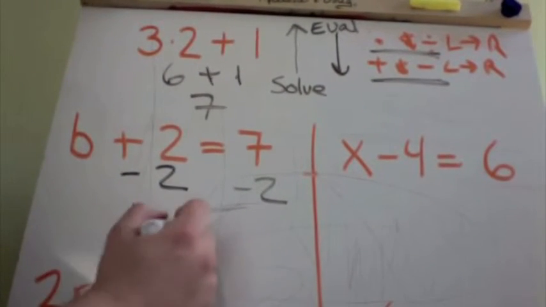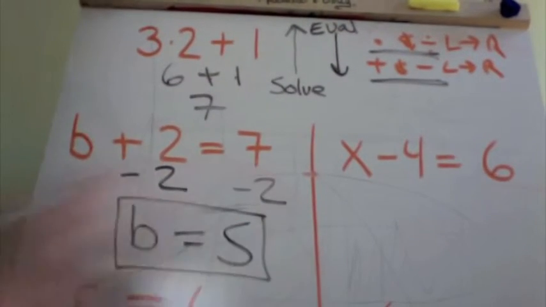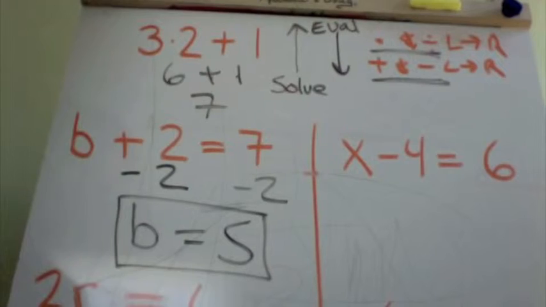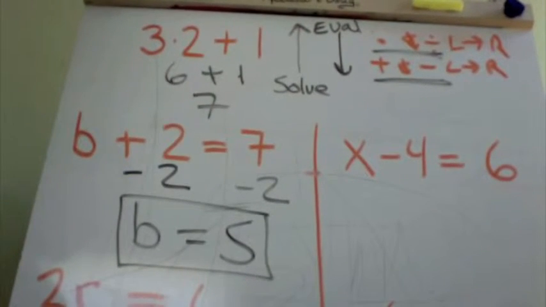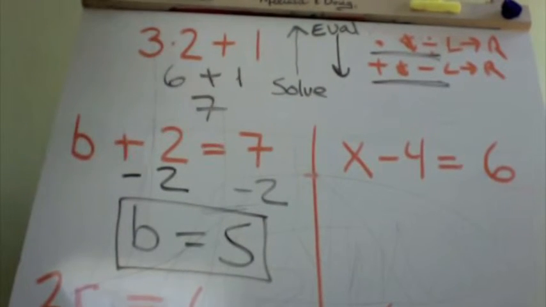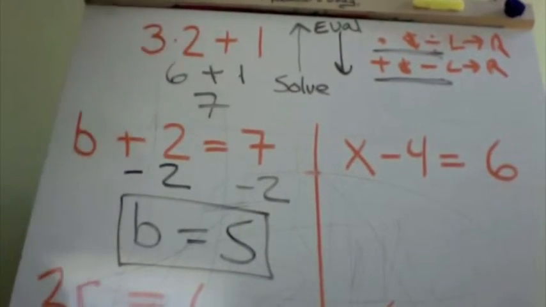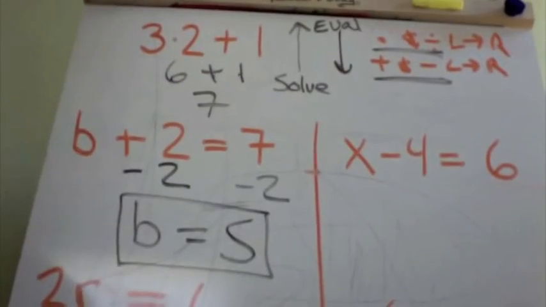So now I have b by itself. 7 minus 2 is a 5. And there's what you probably already did in your head. You knew that b was a 5. But we did it algebraically. This is the important thing to learn. I don't care about b being 5. What I care about is you subtracted 2 from both sides.